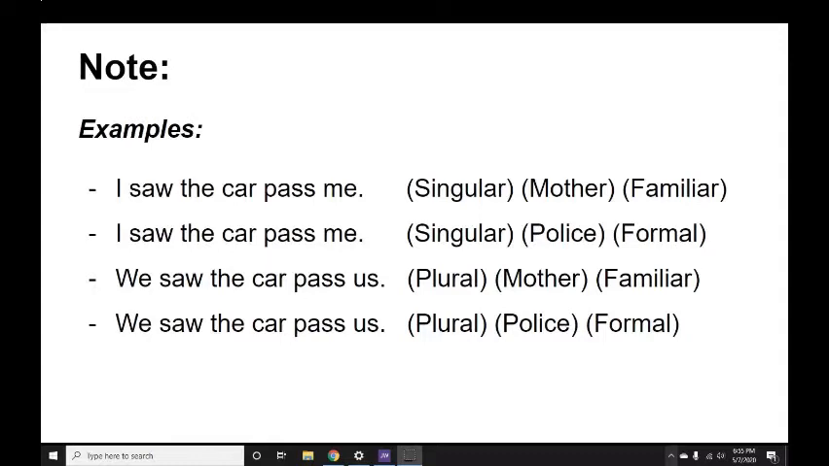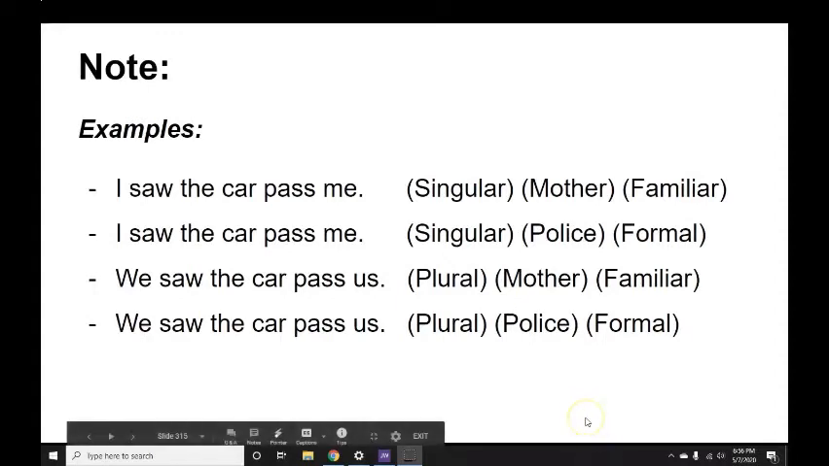Again, plural, we saw the car pass us. We and us are plural. You're talking to your mother, so it's a familiar relationship, or you might be talking to your peer or a friend. So it's a familiar relationship. But if you're talking to a police officer and you're giving a report of what you saw, we saw the car pass us, we and us are plural, but because it's a formal relationship that you have with that police officer, you would possibly use a different form of we or us. Okay, so those are just examples.